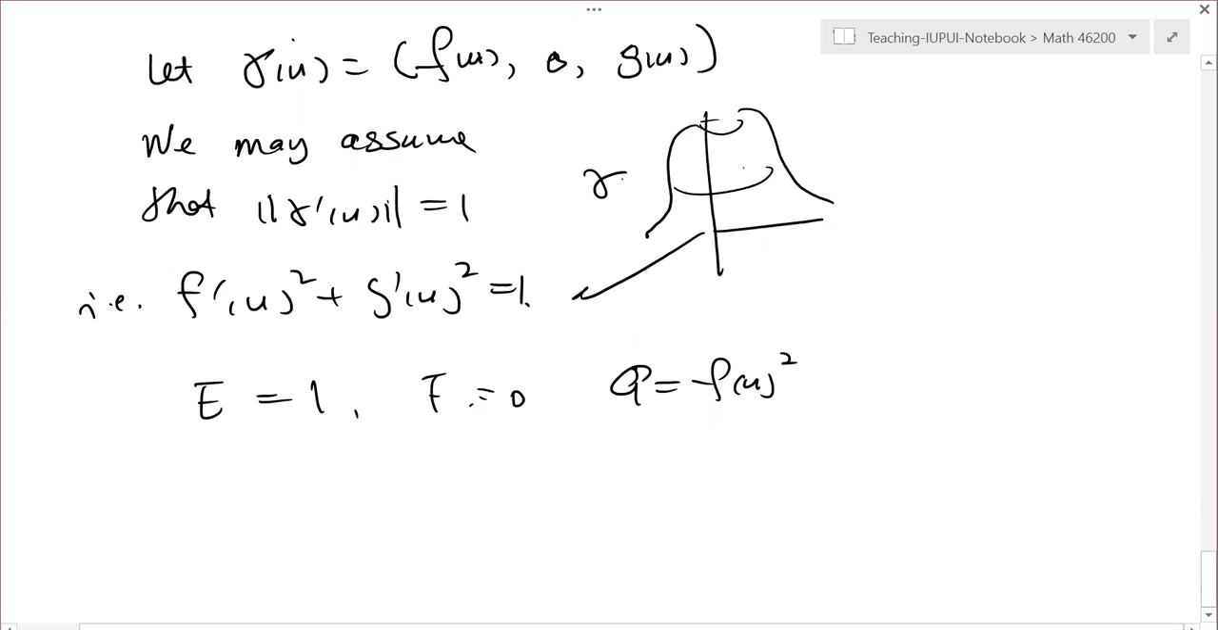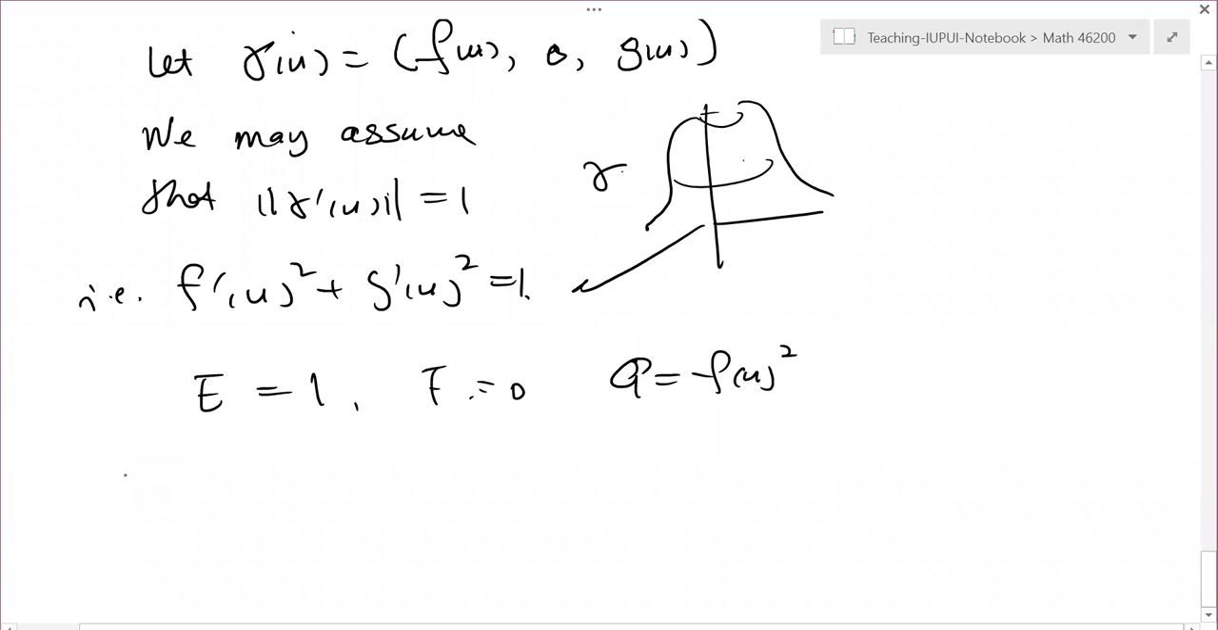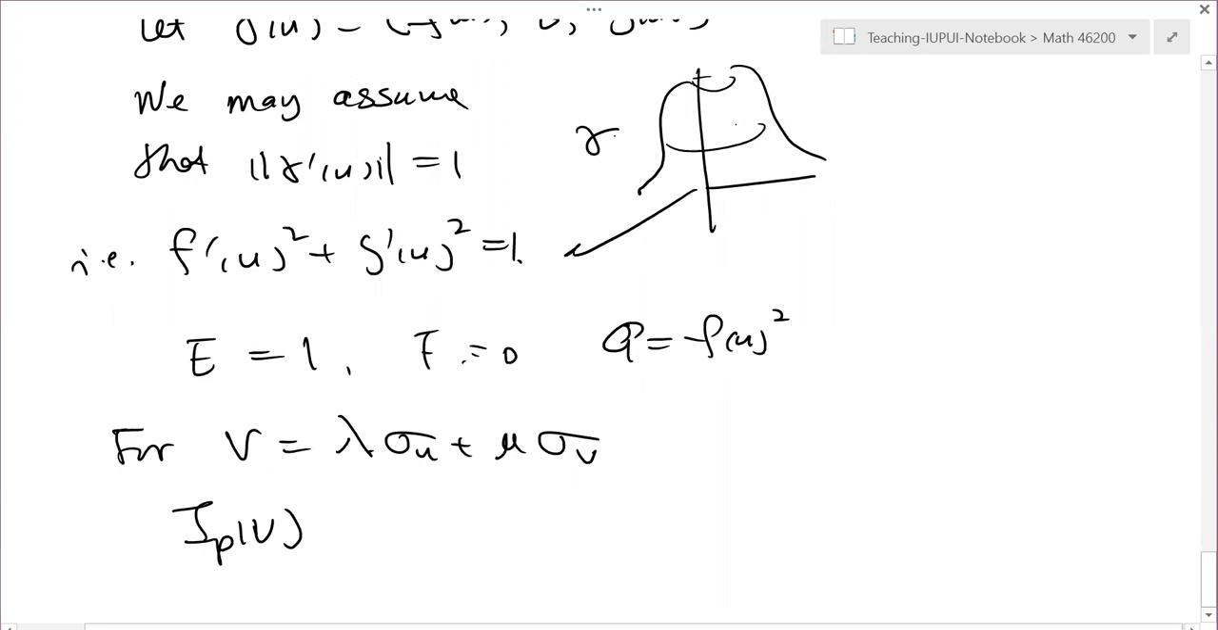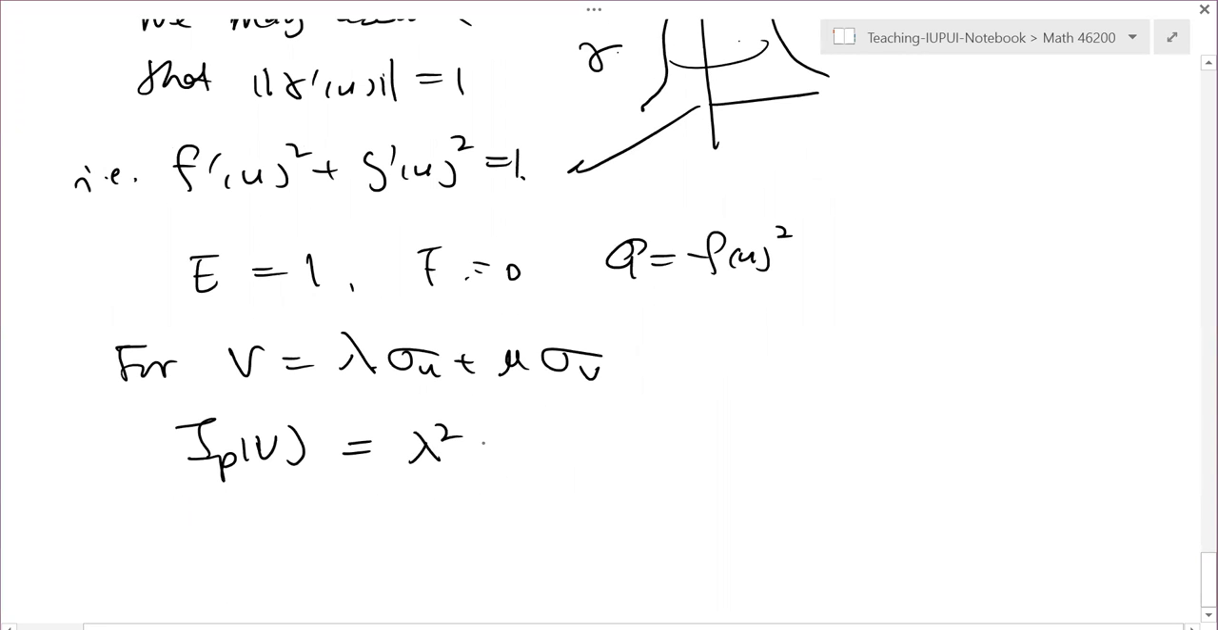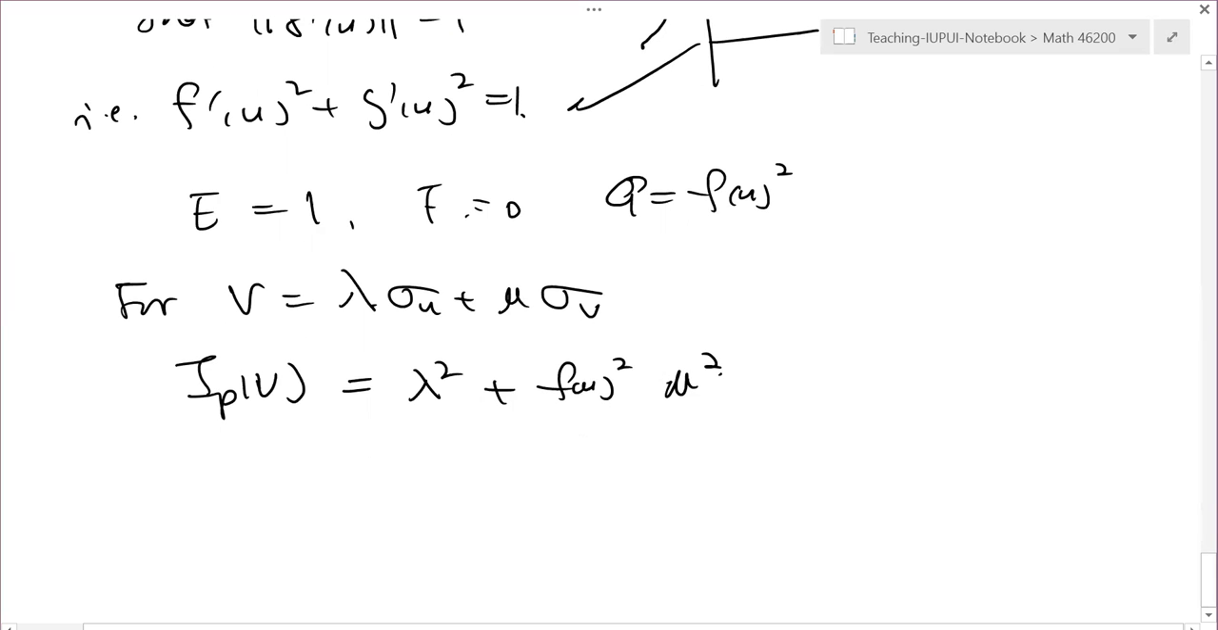All right, so my second fundamental form, for the vector v equal to lambda sigma u plus mu sigma v, the value of the form is just equal to lambda squared plus f of u squared mu squared. And you can calculate the length of the curve using this formula.